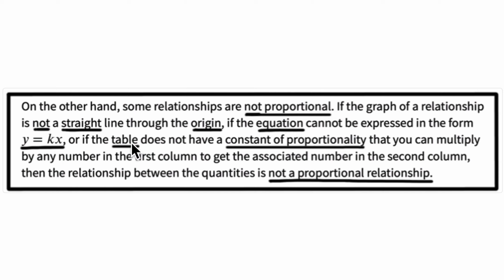If the equation cannot be expressed in the form of y equals kx, so you can't write an equation like this, and a table does not have a constant of proportionality. So when you take all the values of y and divide them by their corresponding values of x, you do not get a constant answer. You get something other than a constant answer, which would be the constant of proportionality if you got a constant answer.